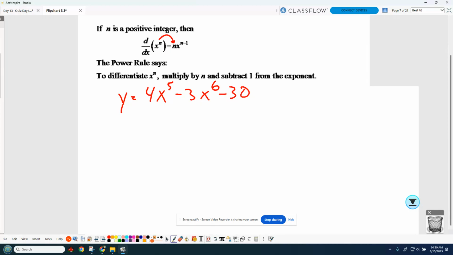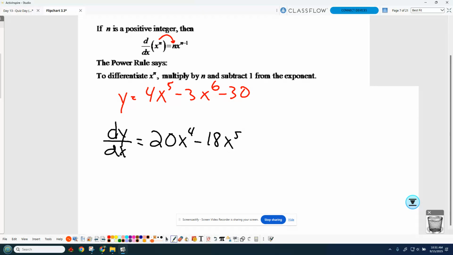So to do the derivative of this trinomial, these three things, how do you think we're going to do that? Jeremy? I think we're going to use, well, it says if n is a positive integer. N being the exponent, right? Yeah, so I think we're just going to do the power rule and ignore the 30. Okay, so what do you think? So like 20x to the 4th minus 18x to the 5th. And that 30 goes away because it was a constant. Yes. So there we go.